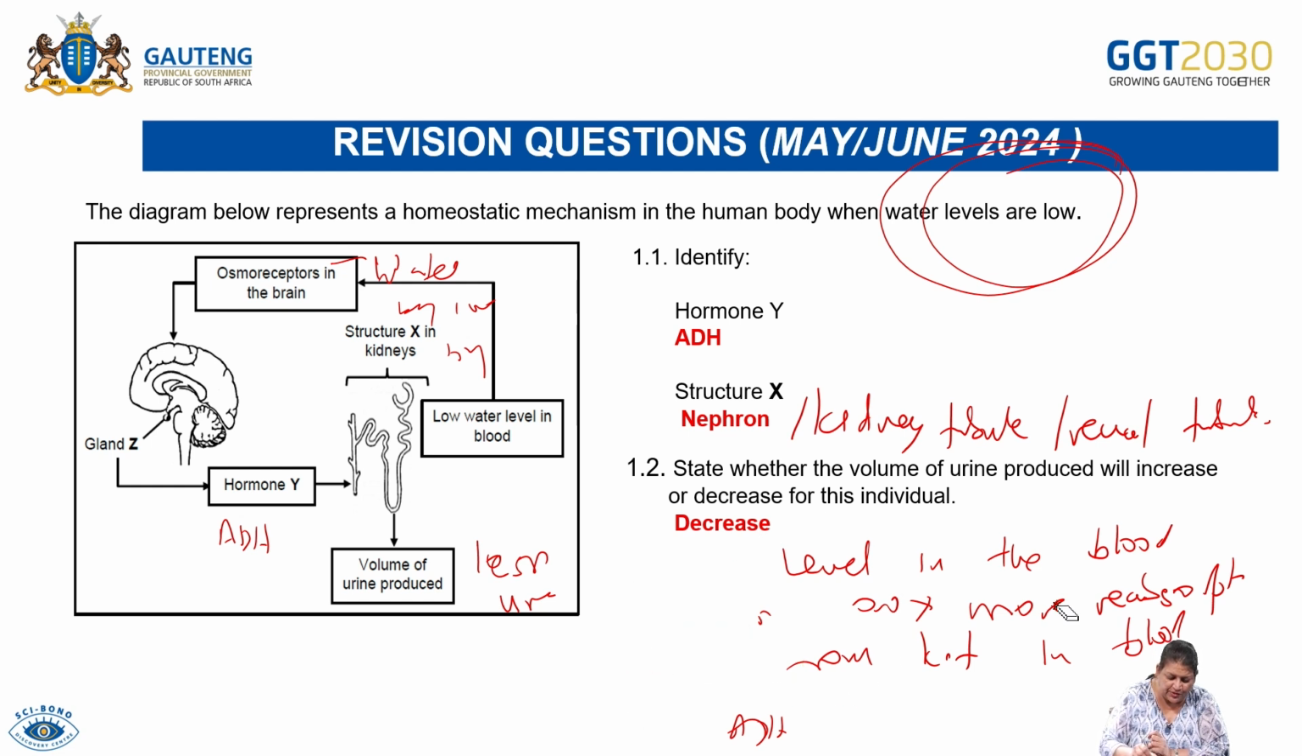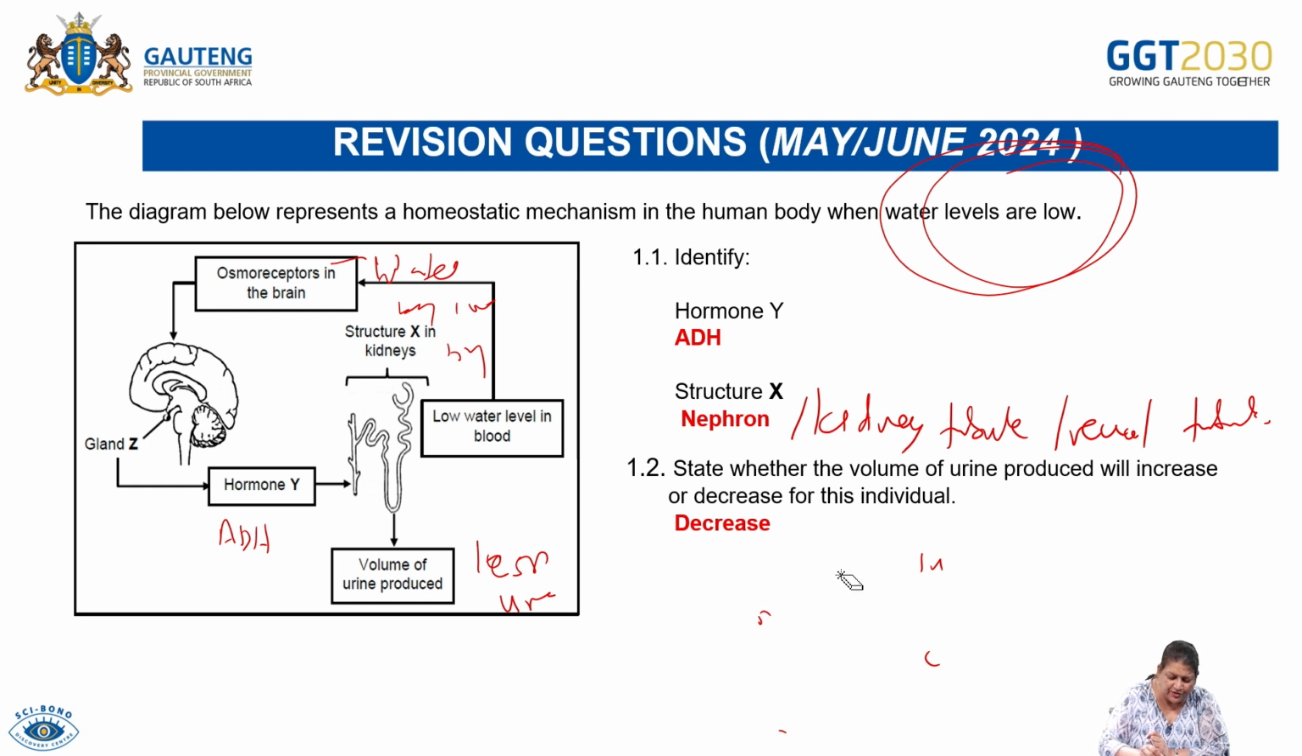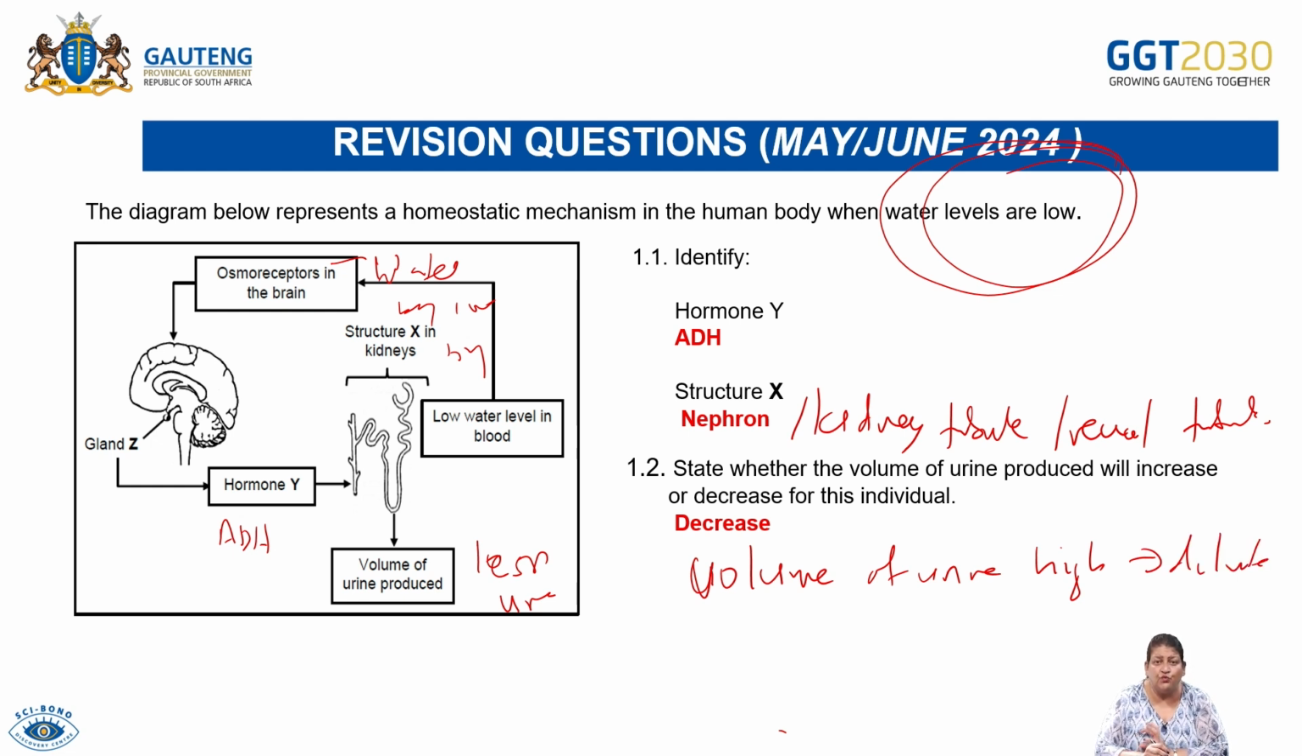Okay, let's look at it again because this is often tested in grade 12 about osmoregulation and ADH. Remember, osmoreceptors are those receptors in the hypothalamus that detect your water balance. So you're going to ask yourself, if my volume of urine is high, it means it is dilute. It means my urine got a lot of water. What does it mean? It means that less water was reabsorbed into my blood.